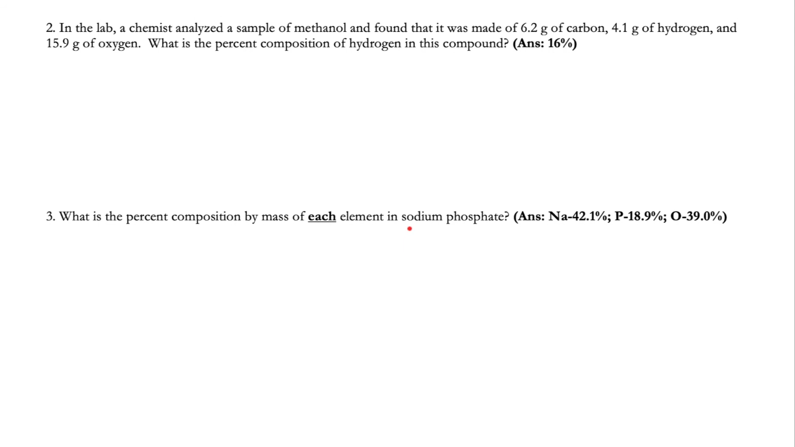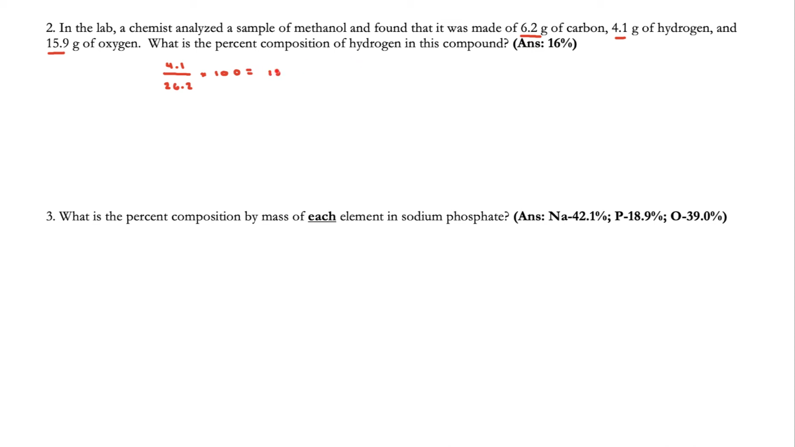For number 2, it says in the lab, a chemist analyzed a sample of methanol and found that it was 6.2 grams of carbon, 4.1 grams of hydrogen, and 15.9 grams of oxygen. What is the percent composition of hydrogen? So I'm going to take the mass of hydrogen, what I'm concerned about, 4.1 grams, and divide that by the total mass. The total mass is the mass of carbon, 6.2, plus the mass of hydrogen, 4.1, plus the mass of oxygen, 15.9, and I get 26.2 grams to put on the bottom. Now I'm going to multiply by 100%. So I take 4.1, divide by 26.2, multiply that by 100%, and I get 15.65.